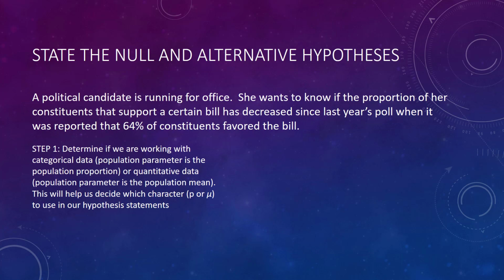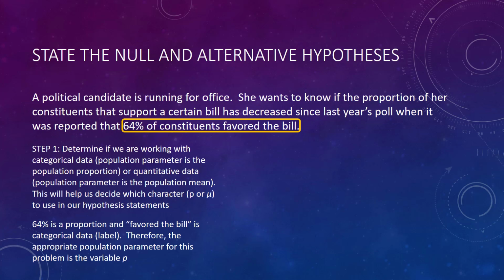Step 1. We first have to determine if we are working with categorical data, meaning that our population parameter would be the population proportion, or if we are being given quantitative data, which would indicate that the population parameter would be the population mean. This will help us decide whether to use P or mu in our hypothesis statements. Pause this video and see if you can figure out if we are being given categorical or quantitative data. 64% is a proportion. Favored the bill is categorical data. It is a label. Therefore, the appropriate population parameter for this problem is the variable P.